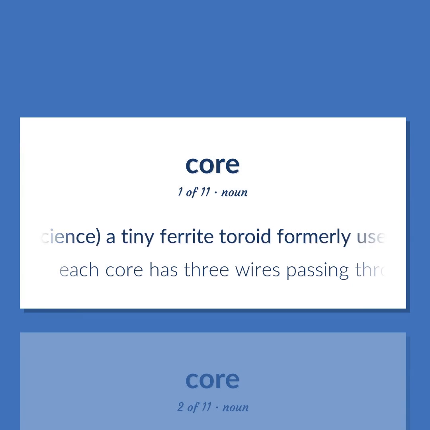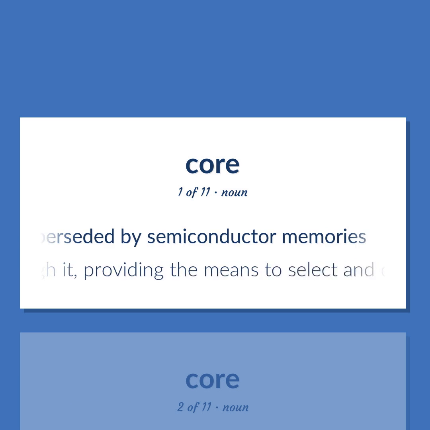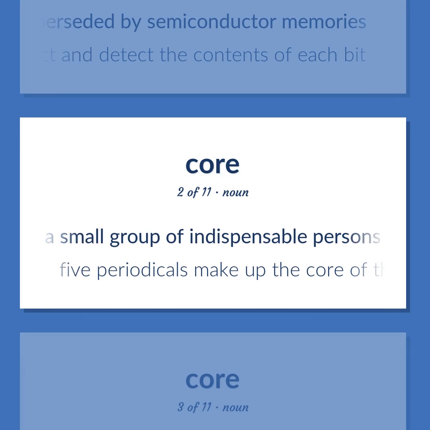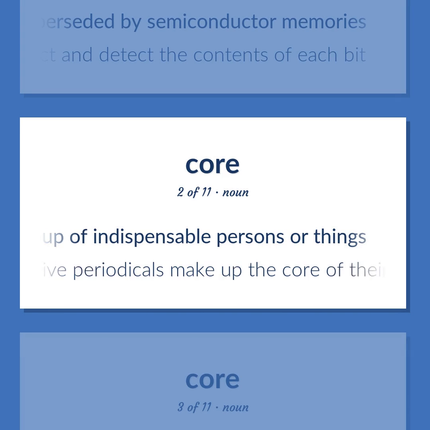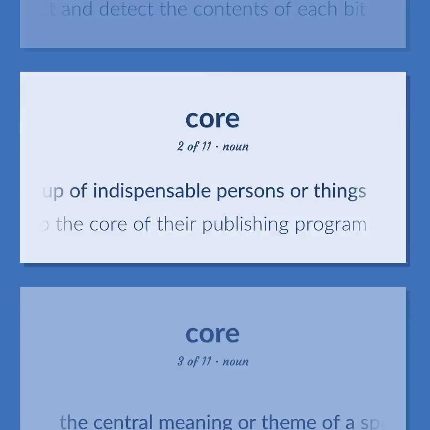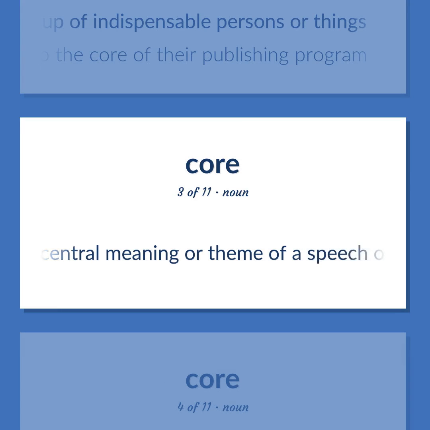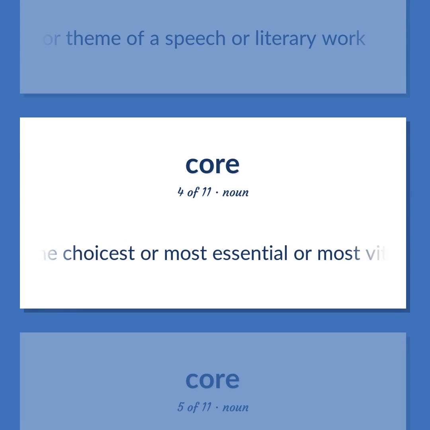Computer science. A tiny ferrite toroid formerly used in a random access memory to store one bit of data, now superseded by semiconductor memories. Each core has 3 wires passing through it, providing the means to select and detect the contents of each bit. A small group of indispensable persons or things. 5 periodicals make up the core of their publishing program. The central meaning or theme of a speech or literary work. The choicest or most essential or most vital part of some idea or experience.